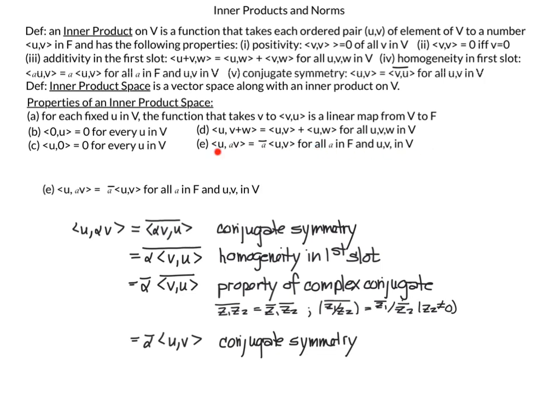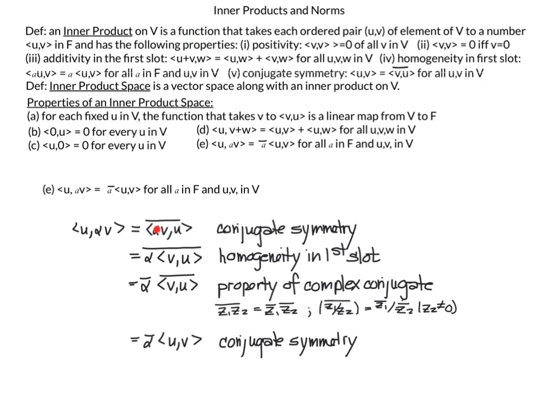Last, we have this homogeneity. So we're going to look at the inner product of u with a scalar a times a vector v. We want to show we can pull out the scalar, but we're going to have a complex conjugate times the inner product of u and v. So working on the left-hand side, the inner product of u with alpha v is equal to the complex conjugate of the inner product of alpha v with u, because of conjugate symmetry of inner products.